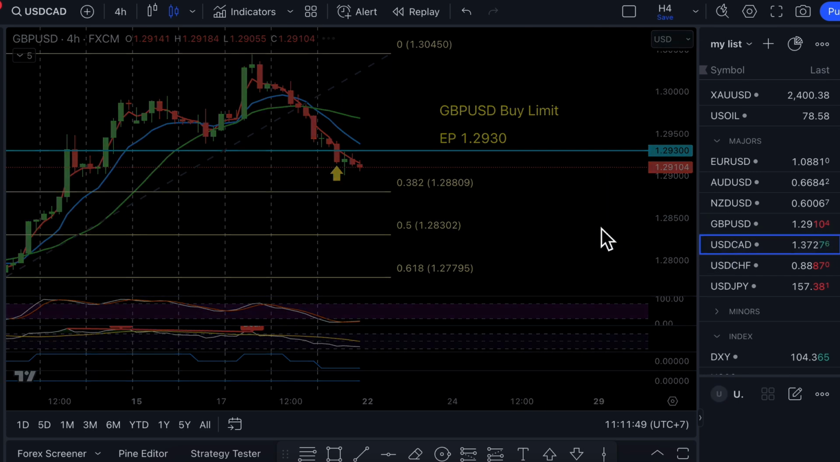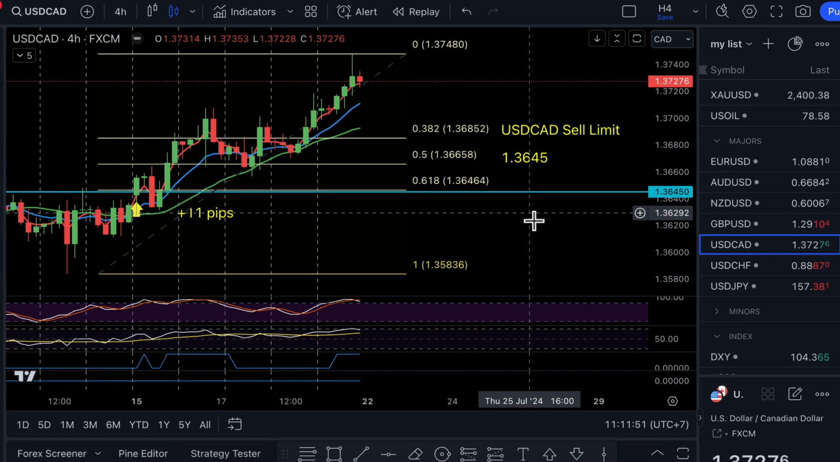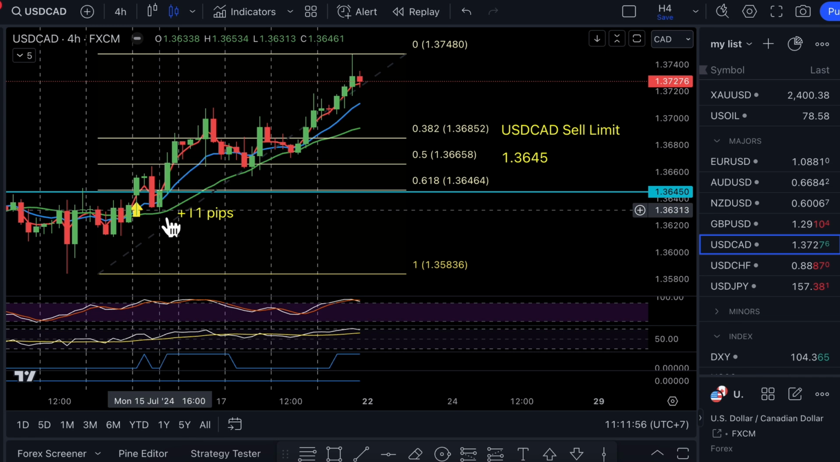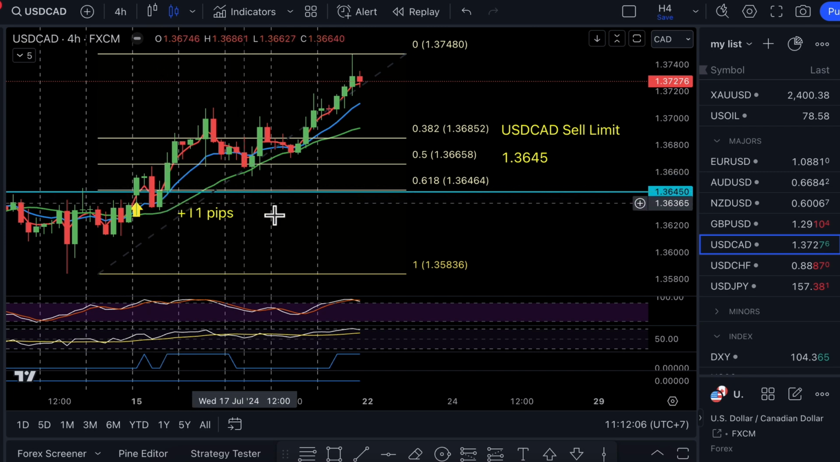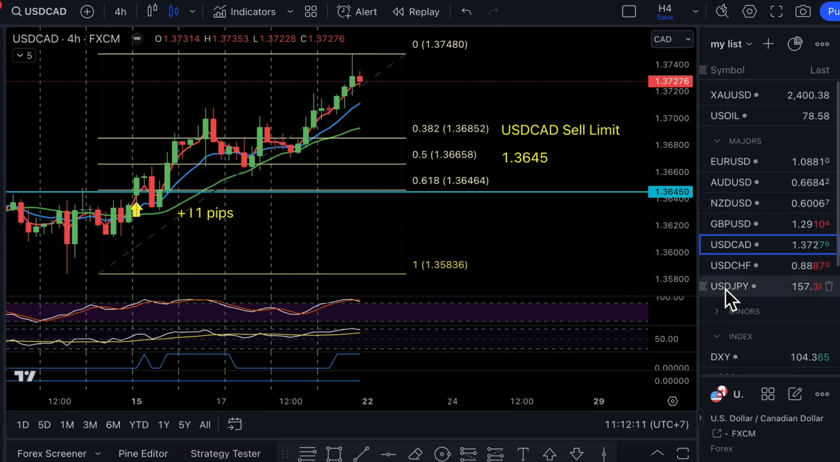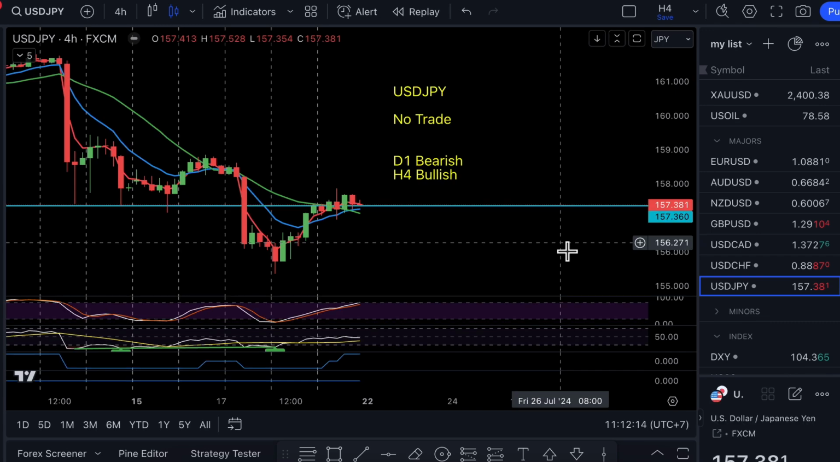Then the USD/CAD, this was a sell limit, and this one opened on Monday, only gave us 11 pips, so you would have had to be really quick to get out of that one if you had moved your stop loss to break even, or let it go a little bit into a loss and then take that out very quickly. Only 11 pips profit on the USD/CAD. Then the USD/JPY, well, I said no trade, because on the day chart I was looking at bearish indication, but on the 4-hour chart had bullish indication, so no clear direction last week on the USD/JPY.